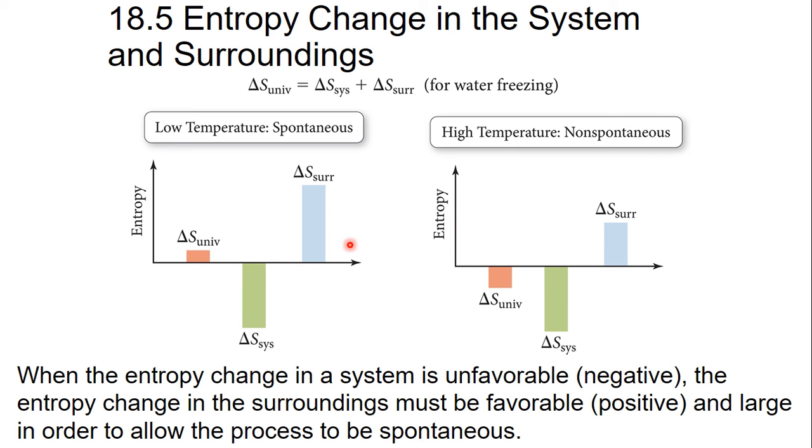And at a certain temperature, that is 32 degrees Fahrenheit or 0 degrees Celsius, the change in entropy in the surroundings is greater than the negative change in the system, which makes our overall change in entropy in the universe positive. That is, we have increased the disorder of the universe by freezing water at low temperatures. And that is why water freezes at low temperatures and not high temperatures. It all has to do with entropy.